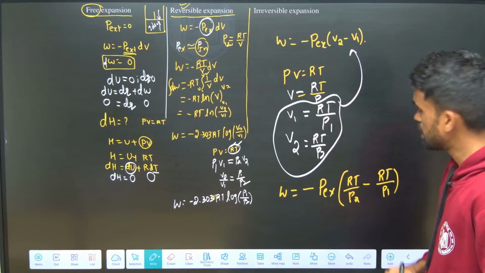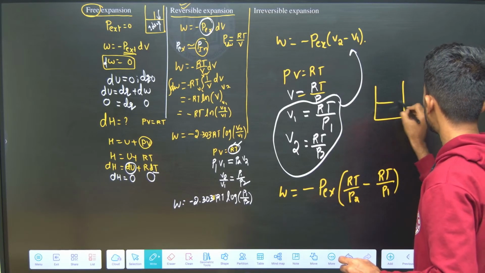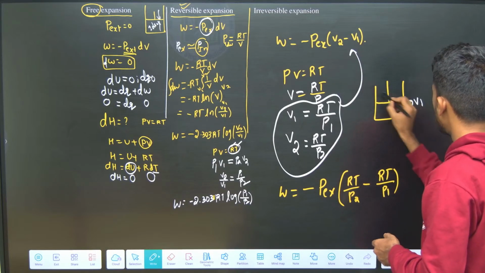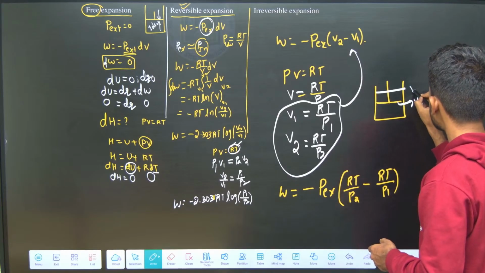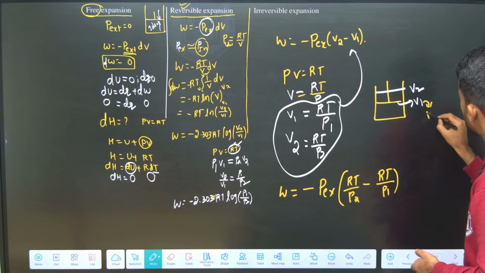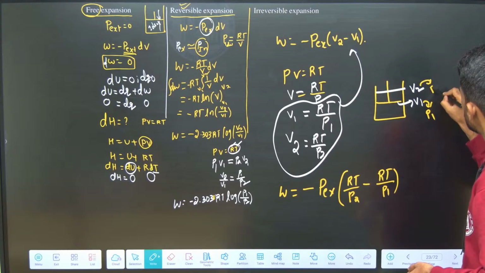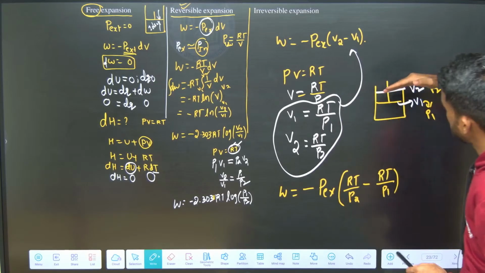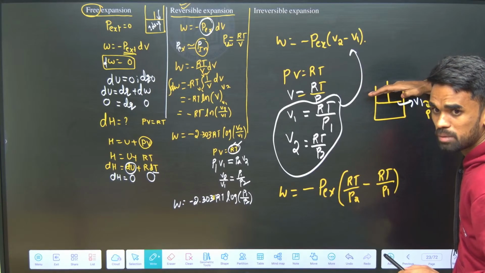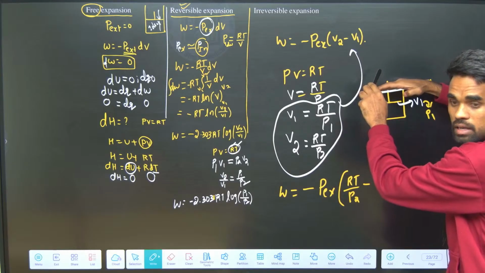Okay, like this we can write. Now for example, here I have a piston with volume V1, expanded up to here, volume becomes V2. So at V1 value, what is P? Pressure is P1. At V2 value, pressure is P2. See, this piston moved up from here to here and it is stopping here, means internal pressure and external pressure are equal at this condition.